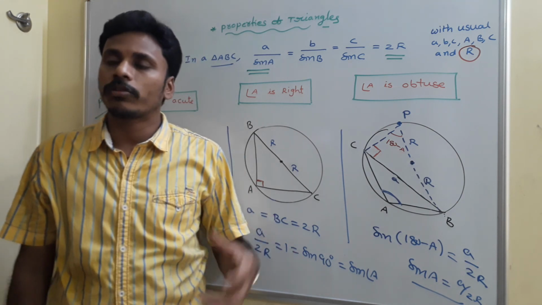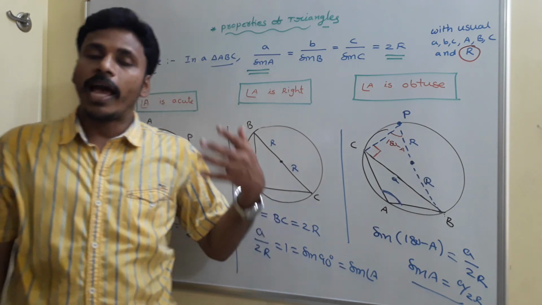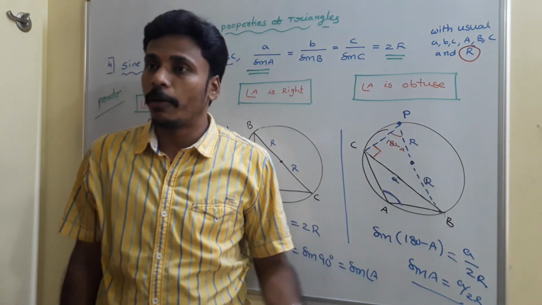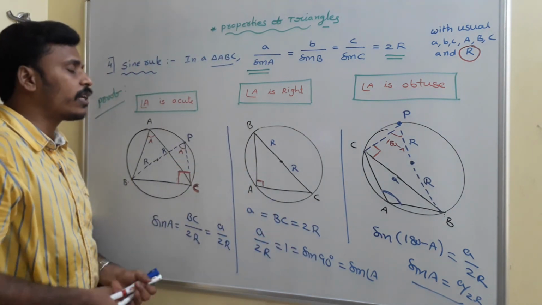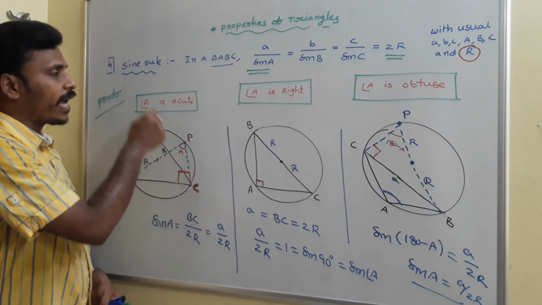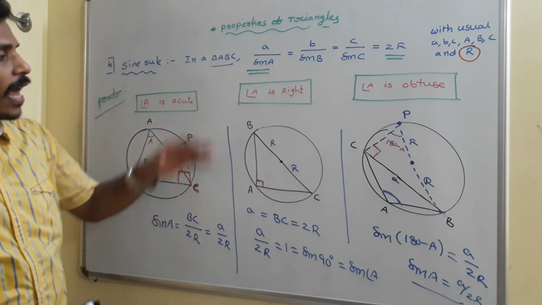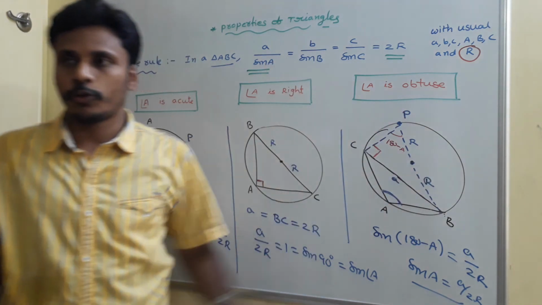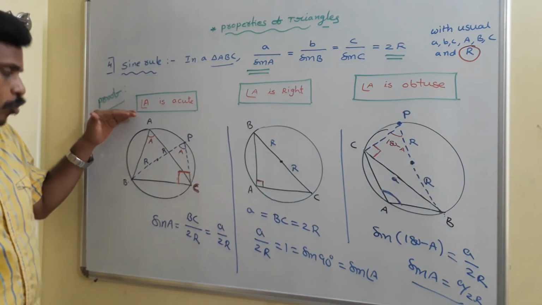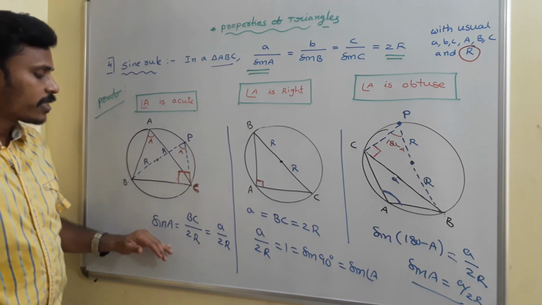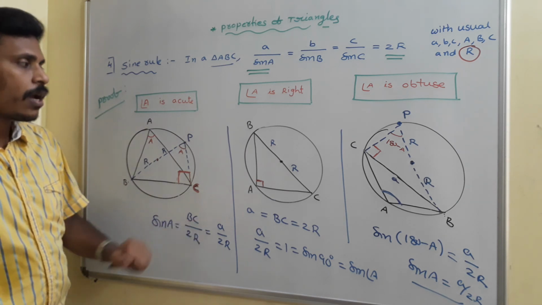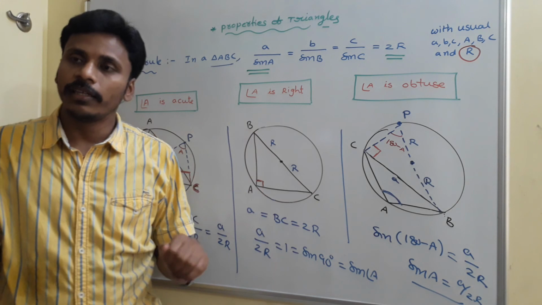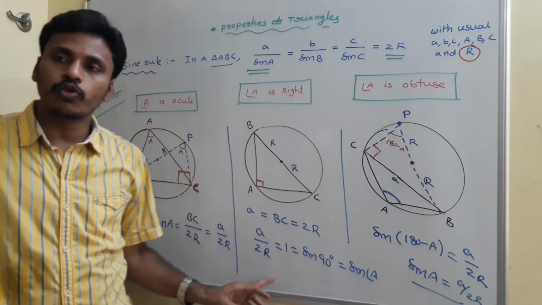That's why you need to think that angle A may be acute, may be a right angle, or may be obtuse. For that, I will consider three different cases: where angle A is for sure acute, where angle A is for sure a right angle, and where angle A is for sure obtuse. And here, since angle A is acute, we proved that sine A is equal to a by 2R. And here, if angle A is 90, again we have that sine A is equal to a by 2R.